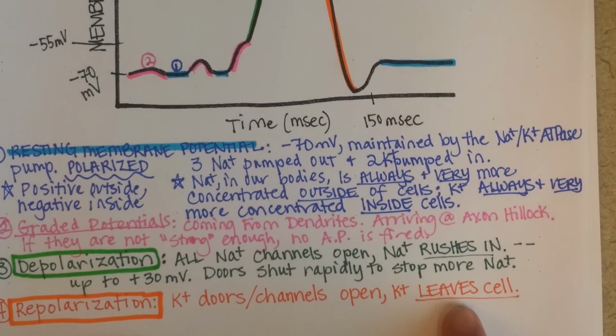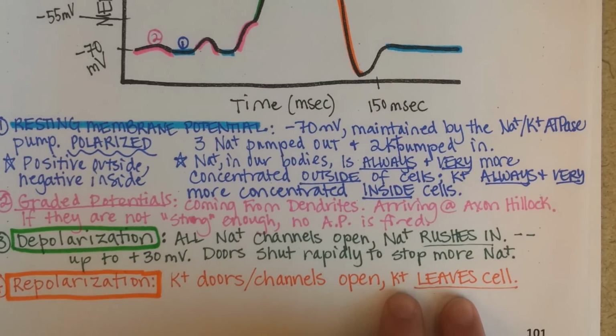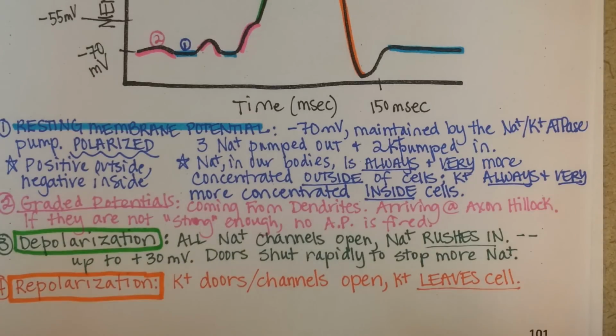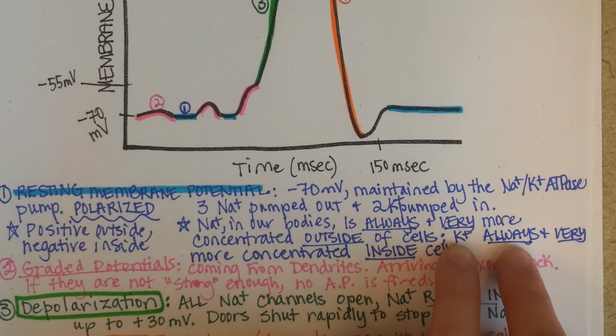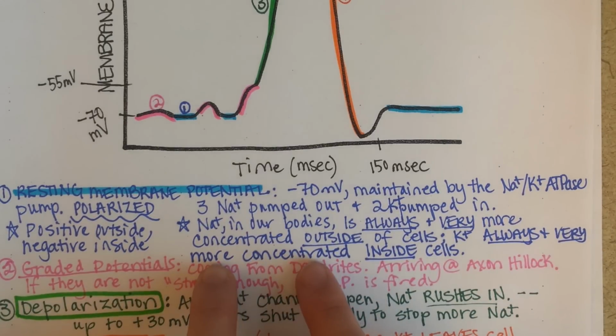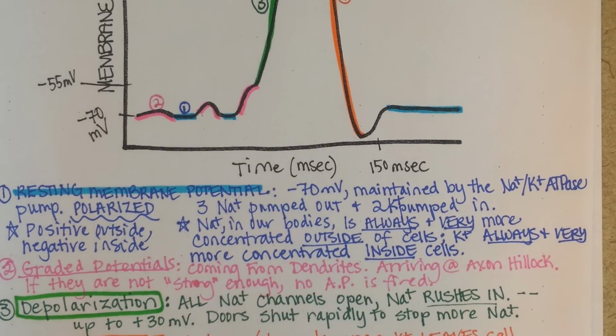And then the next part to make sure you understand is, why does potassium leave? Why doesn't it enter? Why doesn't it make the cell go from plus 30 up to plus 60? And the secret, again, is thanks to that ATPase pump. Potassium is always and very more concentrated inside the cells. So it wants to follow diffusion. If a channel opens in the membrane, potassium goes from its area of high concentration inside the cell outside to its lower concentration outside of the cell.